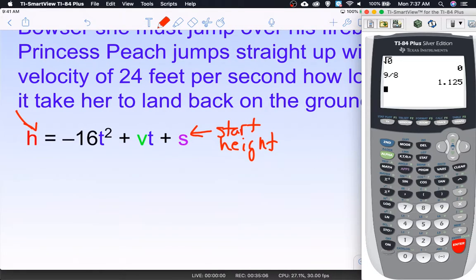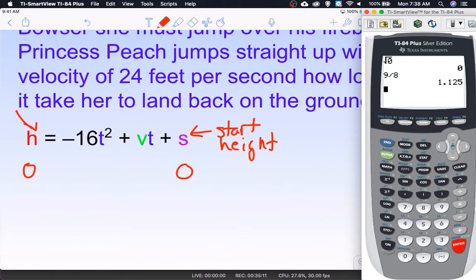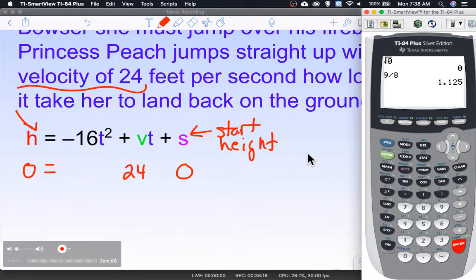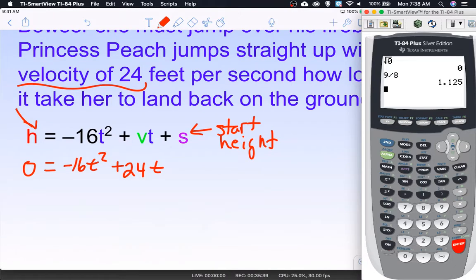All right, so final height is 0. Starting height is 0. She's on the ground, she jumps up, she lands back on the ground. Velocity in this problem is 24 feet per second. And everything else comes along for the ride because we don't know the time. Just like the previous problem, this starting height piece is going to go away because it's just plus 0. And so now we're going to solve this equation.